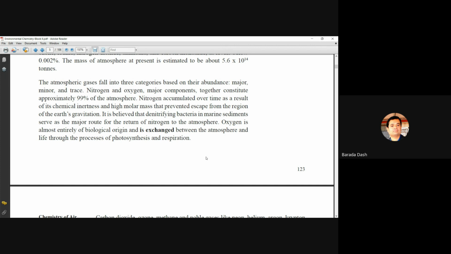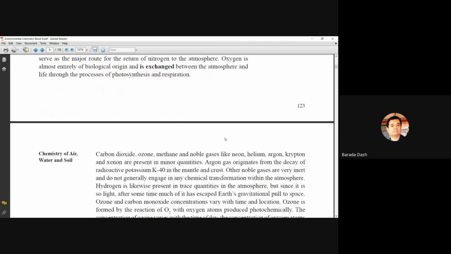Oxygen is found entirely of biological origin and is exchanged between the atmosphere and life through the process of photosynthesis and respiration. So the origin of oxygen is believed to be biological, via photosynthesis and respiration.